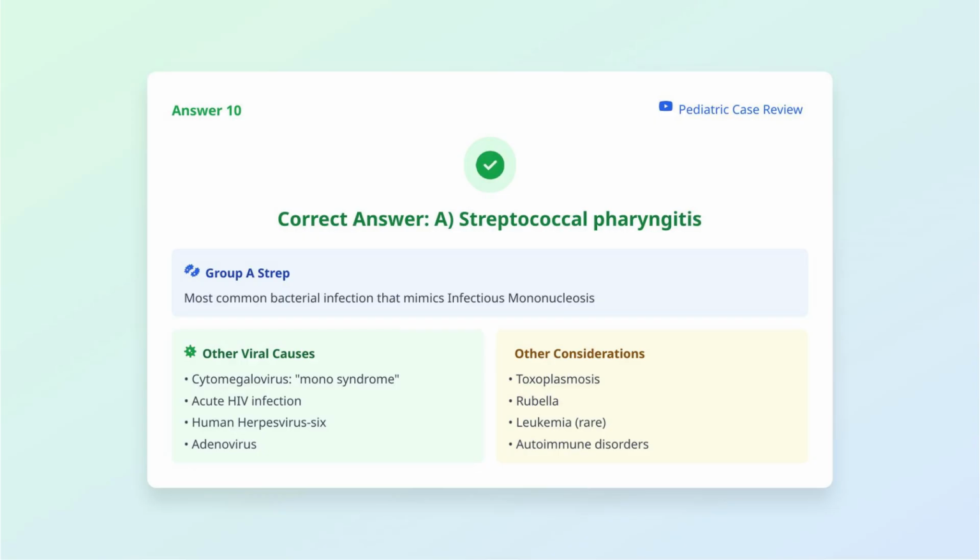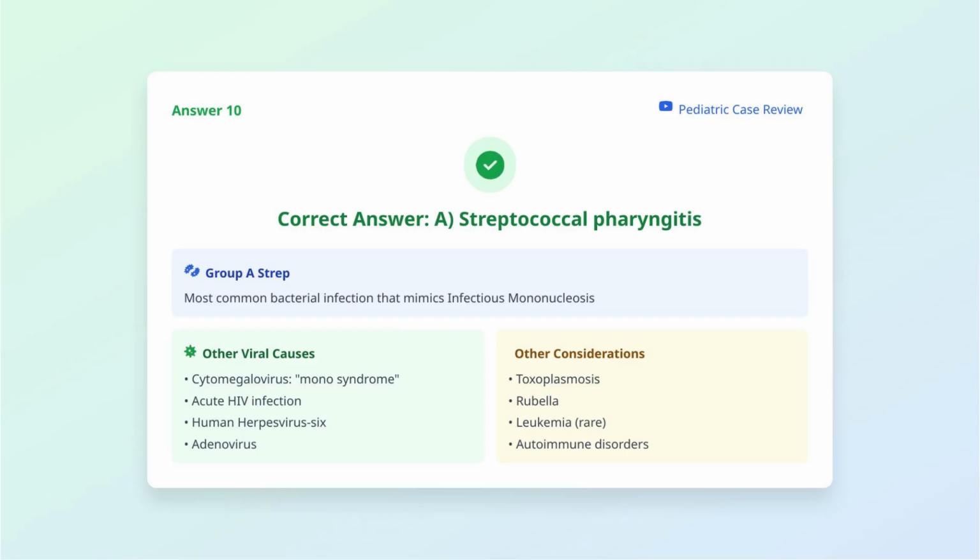The correct answer is A, streptococcal pharyngitis. Group A streptococcus is the most common bacterial infection that mimics infectious mononucleosis, presenting with similar symptoms of fever, sore throat, and lymphadenopathy. It's important to consider this diagnosis, especially when the heterophile test is negative, because streptococcal pharyngitis requires antibiotic treatment.